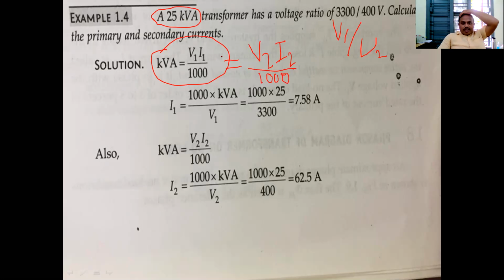If you want to calculate I1, it equals 1000 into the kVA rating of the transformer by the V1 value. Volt amperes rating means voltage into current. kVA means divided by 1000, the kVA rating of the transformer. You want the power rating in kVA, that is volt amperes rating by 1000.